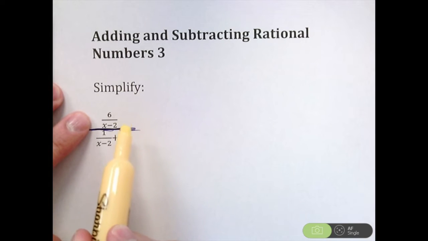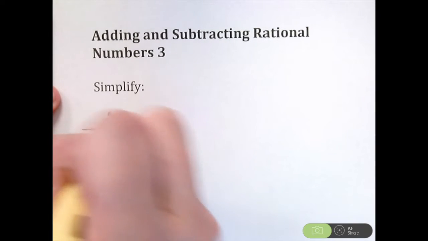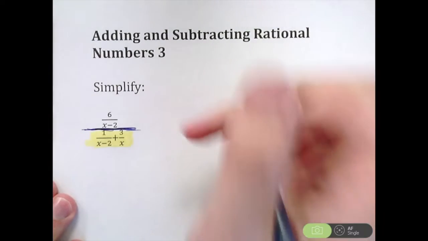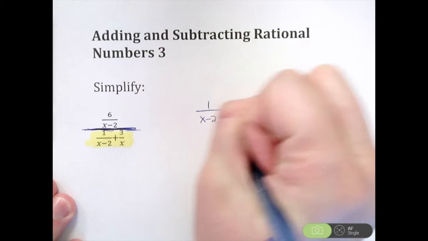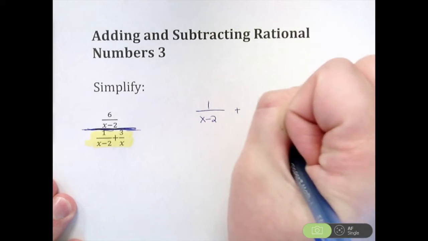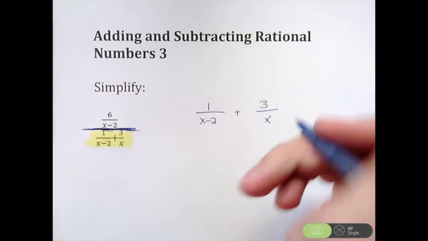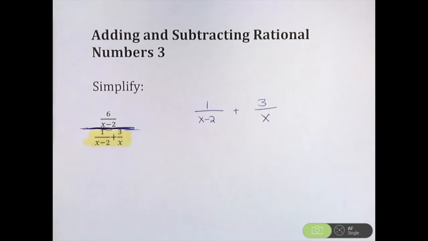So up top, I have 6 divided by x minus 2. Nothing I could do with that, so I'm going to leave the top alone for now. But on the bottom, that's what I'm going to focus on first. Notice how I have this expression there that is an addition problem. So I'm going to take care of that first, and I'm going to put it off to the side here. So what I have is 1 divided by x minus 2 plus 3 divided by x. I'm going to simplify the bottom first, which means I'm going to take care of this addition here.